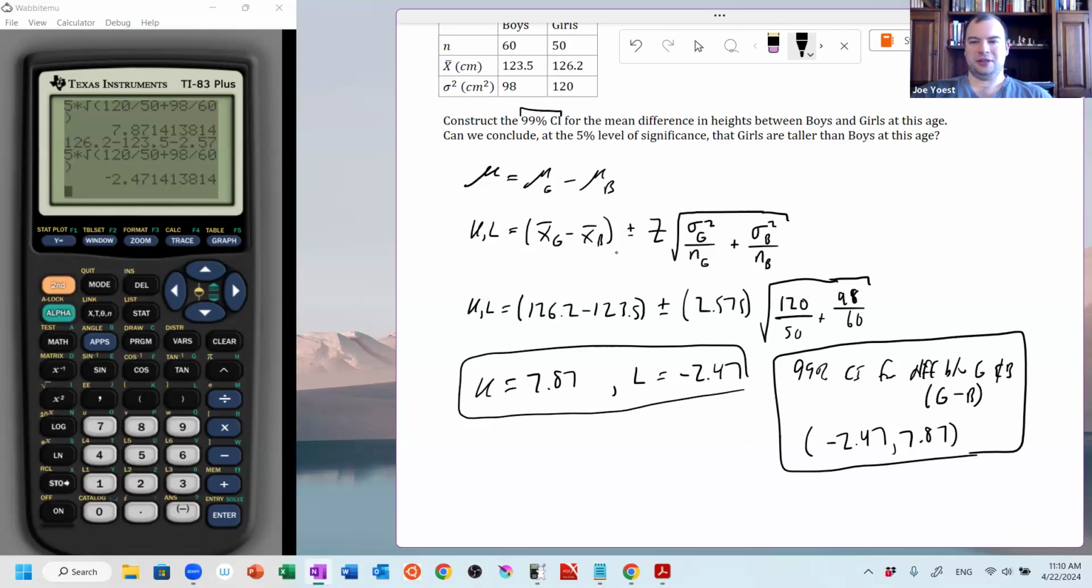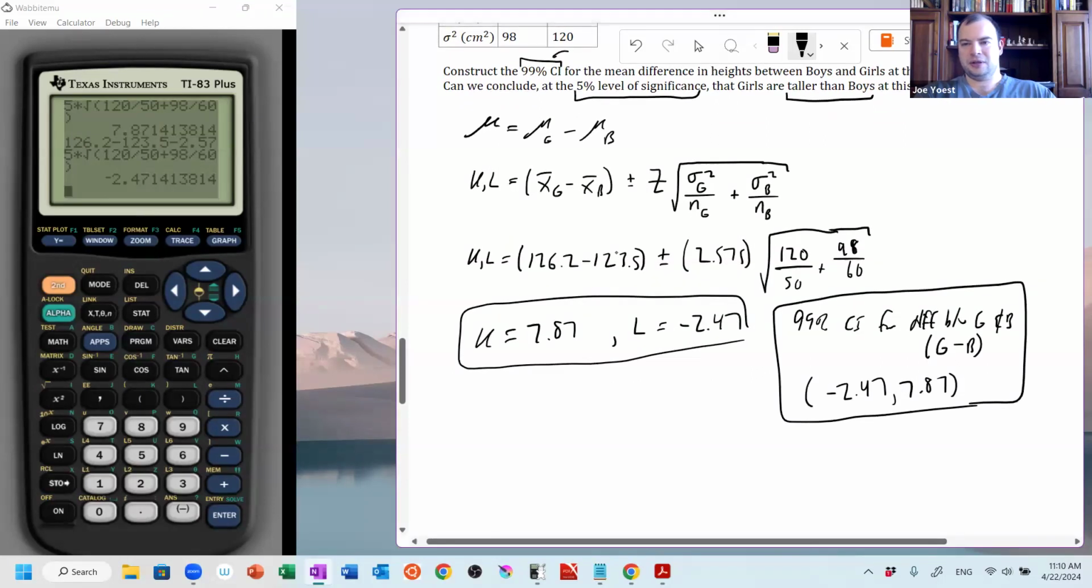And now at the 5% level, can we conclude girls are taller than boys at this age? Well, there's a couple reasons we can't just directly look at our confidence interval here. Number one, we're at the 5% level, not the 1% level, which is what the confidence interval would kind of help us out with. But also we have a different question here. Can we conclude that girls are taller than boys? This is a one-tail test.